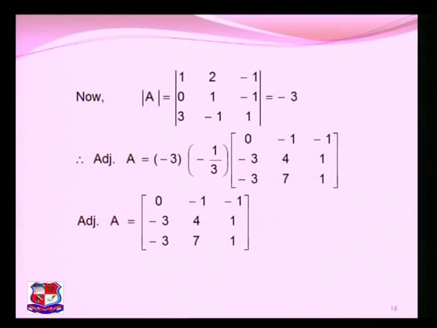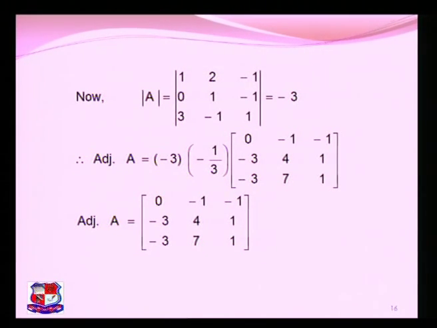So that is equal to minus 3 into A inverse, that is minus 1 by 3 [0 -1 -1; -3 4 1; -3 7 1], and by simplifying, minus 3 into minus 1 by 3 is equal to 1. So adjoint of A is equal to [0 -1 -1; -3 4 1; -3 7 1]. Okay, that is the value of adjoint of A.